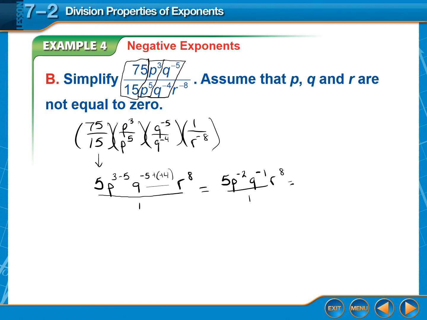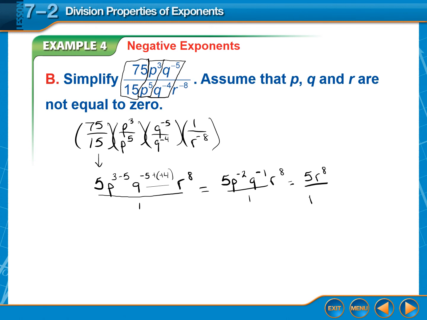Now I need to get rid of these negative exponents and make them positive. So anything that's negative is going to get flipped. It's going to move down in this case. So p to the negative 2, q to the negative first moves down. 5 has a positive power, so it's staying up. r to the 8th is positive, it's staying in the numerator.